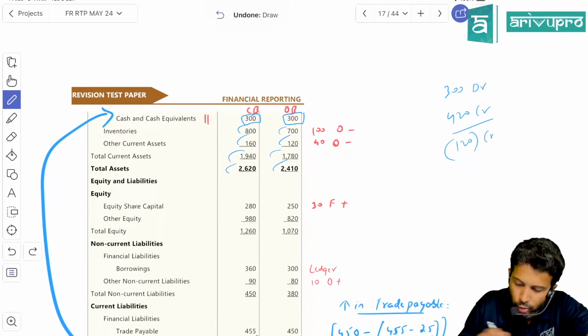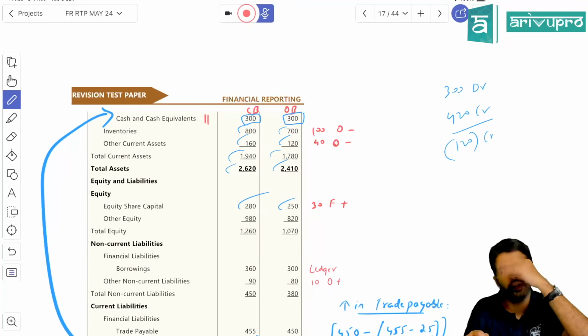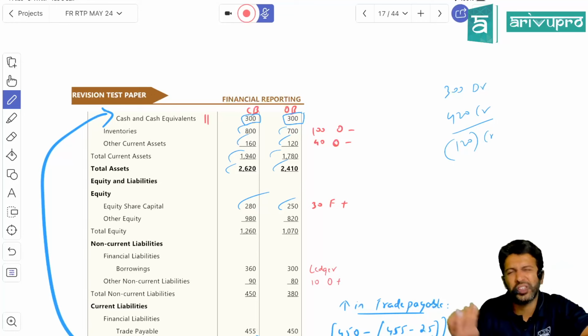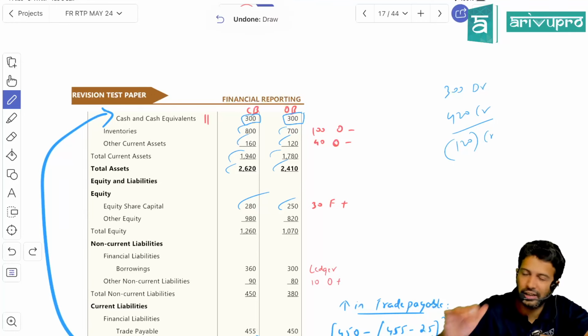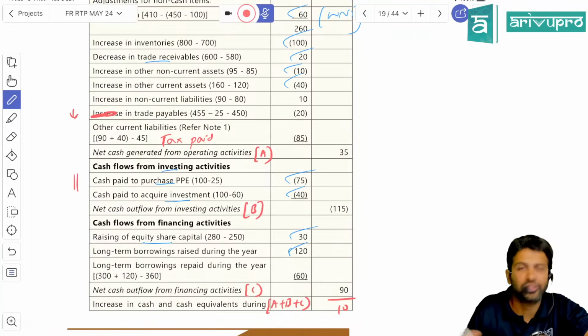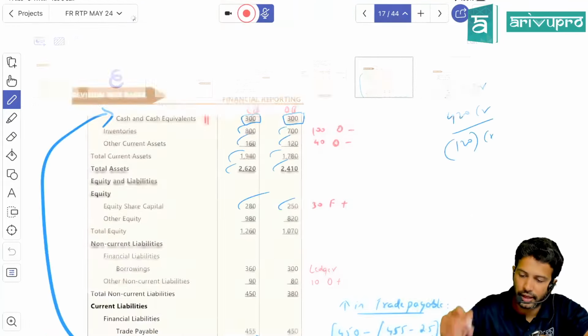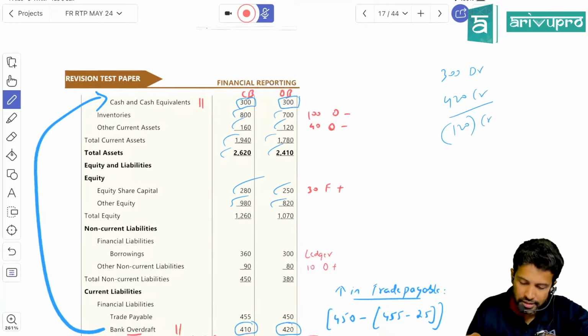This is your opening. 250 has become 280, so it has increased. We didn't see anything in the adjustment, so it has increased because we have issued some additional shares. How much? 30. Issue of share is a financing activity. It's an inflow. So 30, have they shown it as a positive number under financing activity? Yes, they've shown it. Considered. Next, other equity is irrelevant because we already got profit before tax, so that is irrelevant.